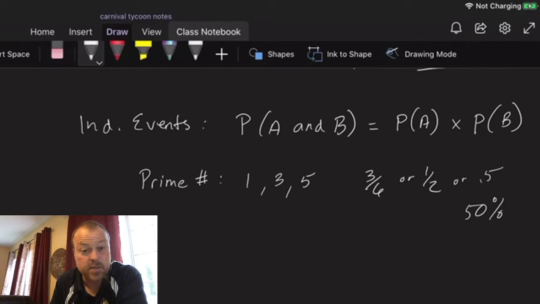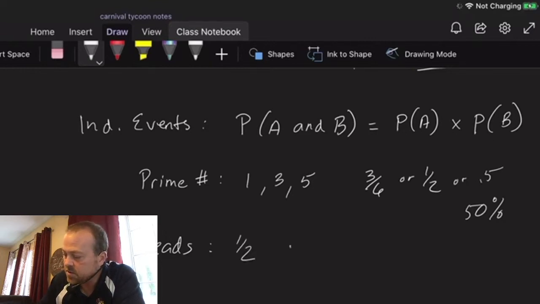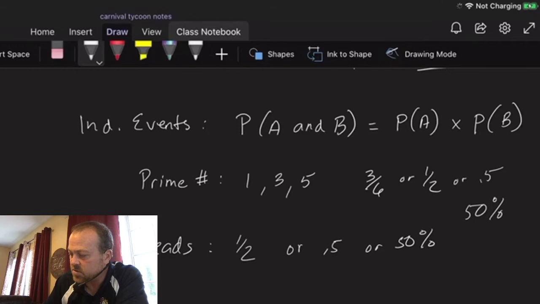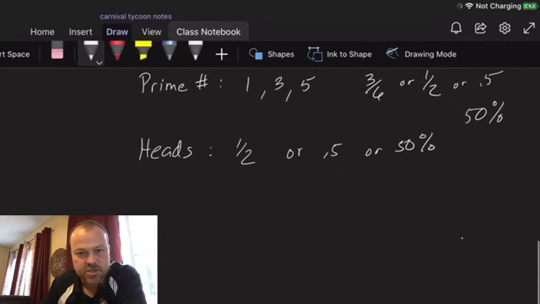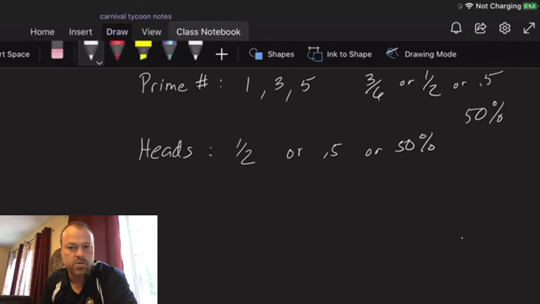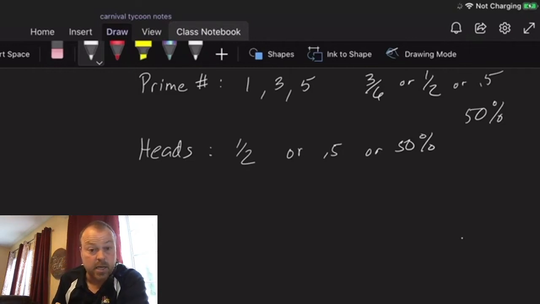How about heads? This is pretty easy. We did this in lesson 1, maybe even a little bit in lesson 2. Heads, of course, we know there's only 2 options on a coin. So heads is a 1 out of 2 chance, or 0.5 or 50%. I like to write this out in percentages and decimals as well as fractions. It reminds us that you can use those different descriptions at any time when you're calculating probability.